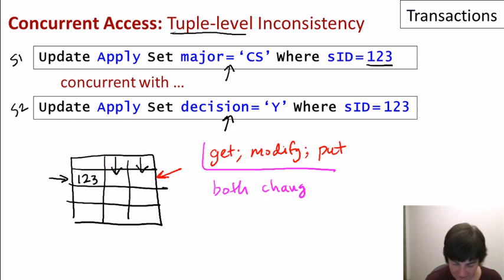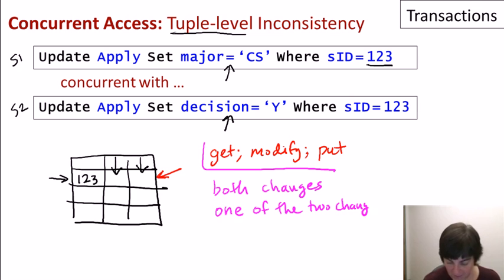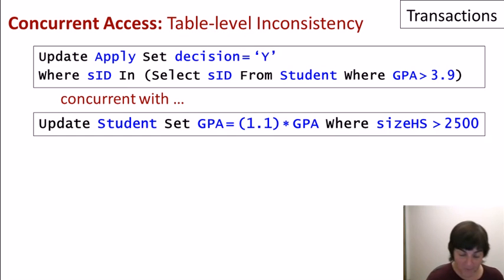We'll correctly get the major reset and the decision reset, but it's also possible we'll only see one of the two changes, and it could be either one. So again, we need some mechanisms to ensure that we have consistent updates to the database that would give us what we expect. In this case, we would probably expect both changes to be persistent in the database. Now let's go one step further and look at table level inconsistency.